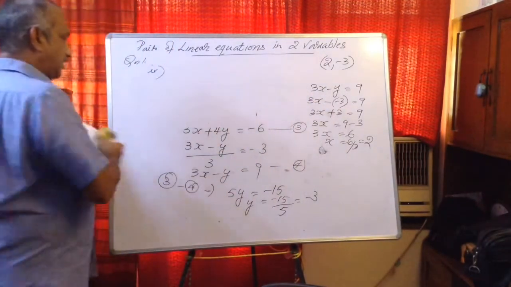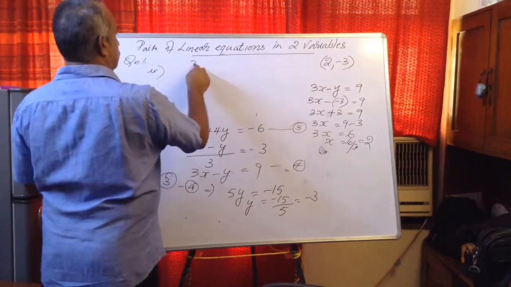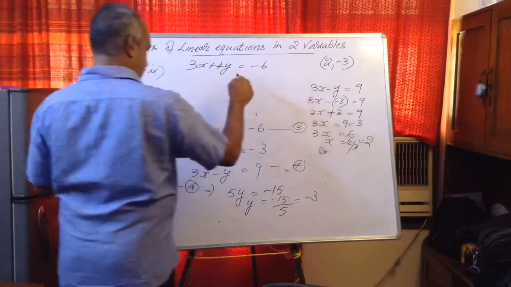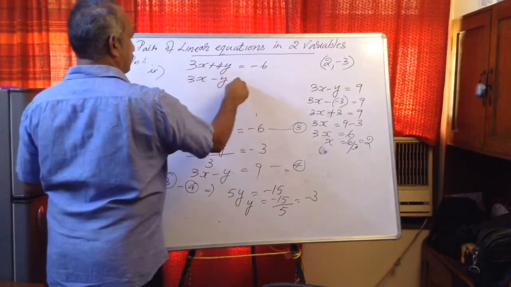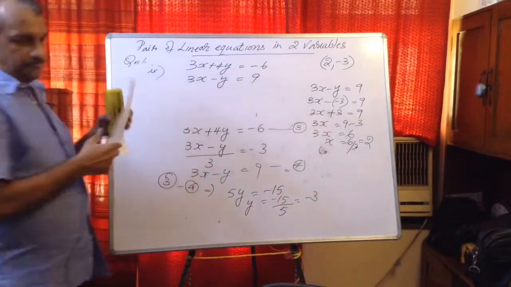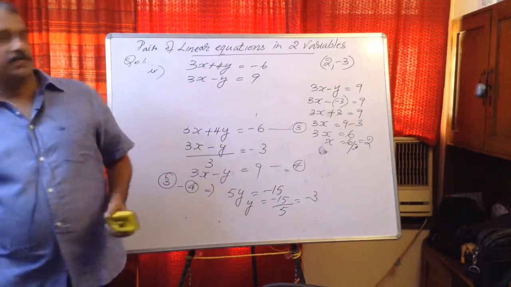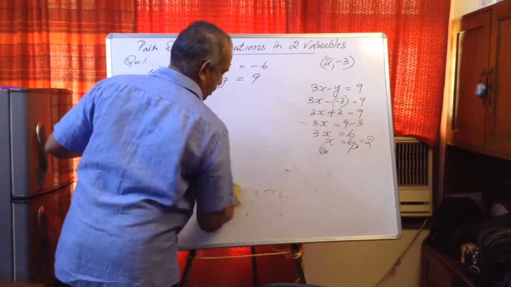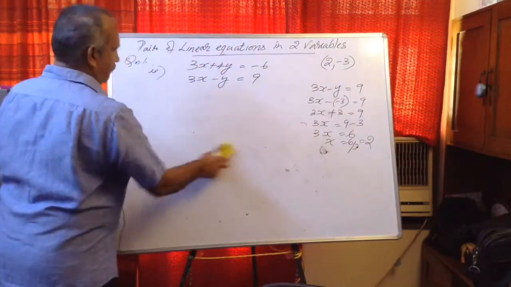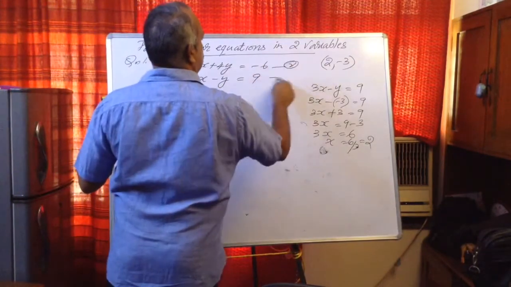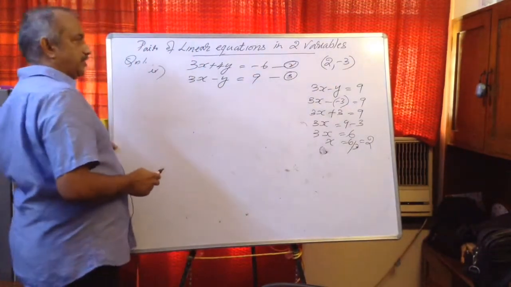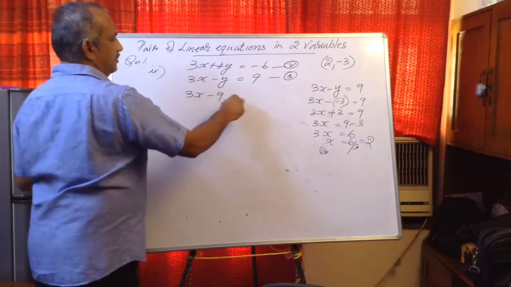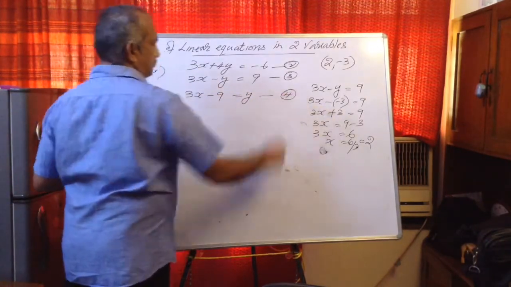I'll write the equations once again. The first one is 3x plus 4y is equal to minus 6, and the second one is 3x minus y is equal to 9. After removing the fractions, now we can do substitution. Let it be 2, let it be 3. Then I am going to rewrite equation number 3. I am taking y to that side and 9 to this side. So 3x minus 9 is equal to y. I am going to keep it as 4.